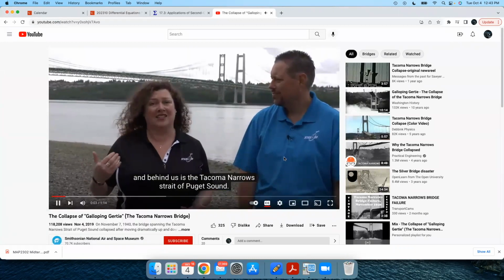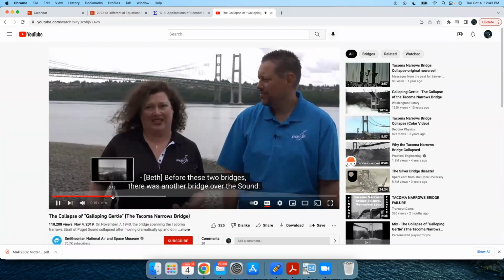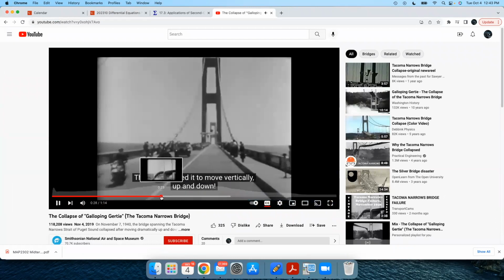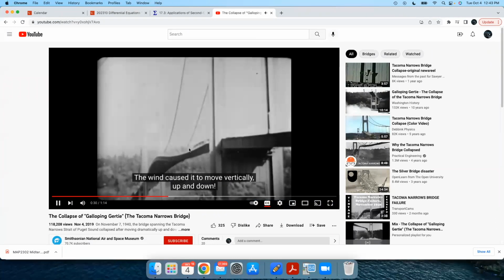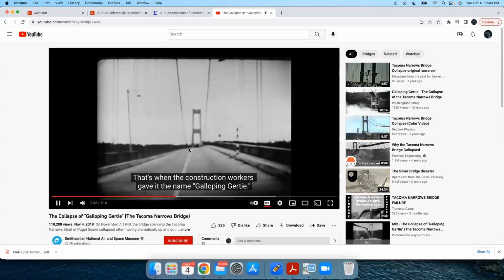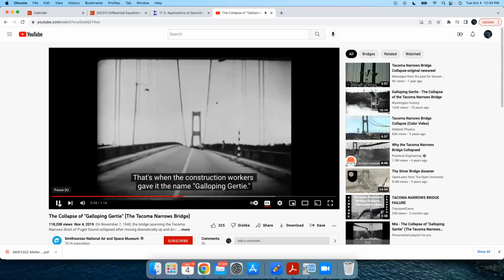And behind us is the Tacoma Narrows Bridge over Puget Sound. Look at that. Look at that guy. That's when the construction workers gave it the name Galloping Gertie.